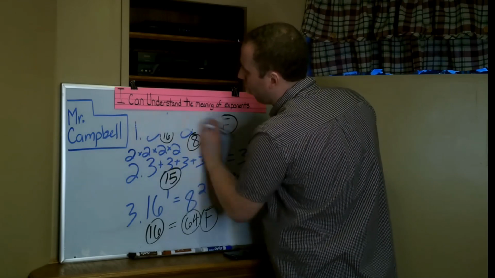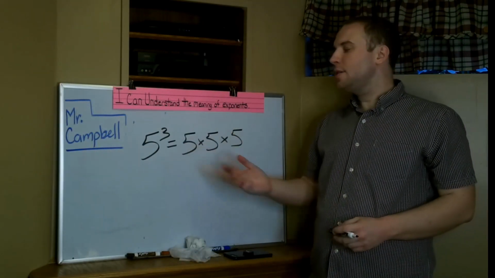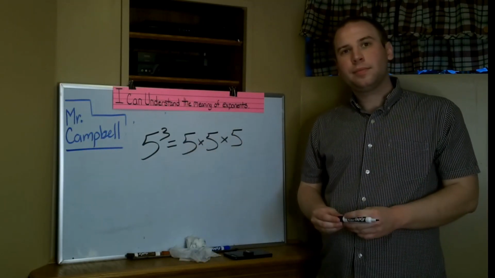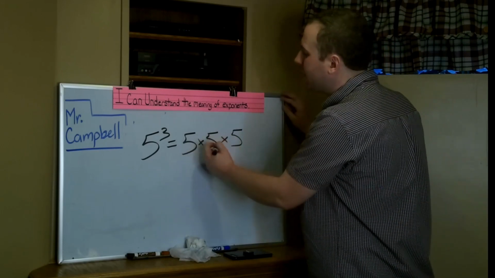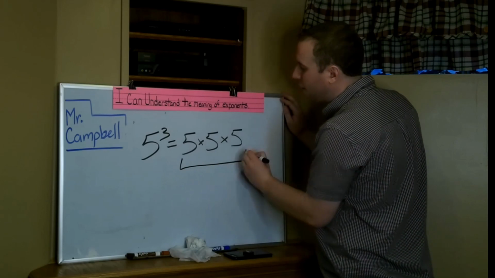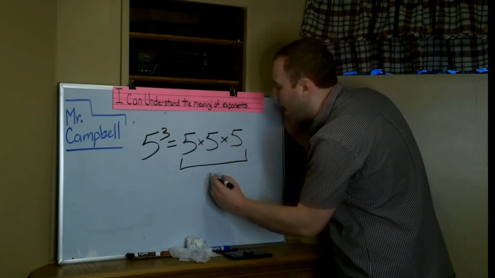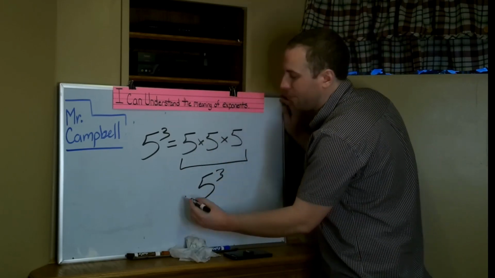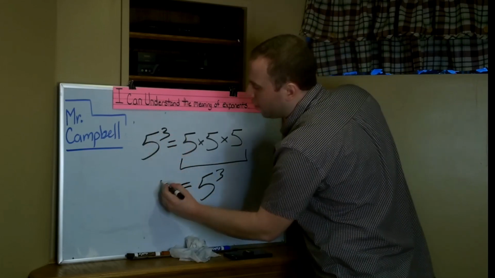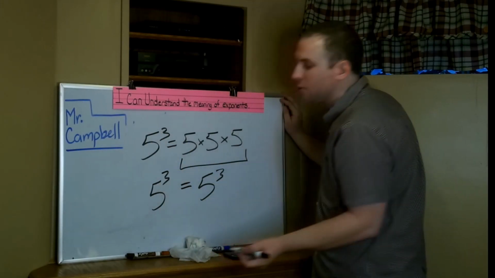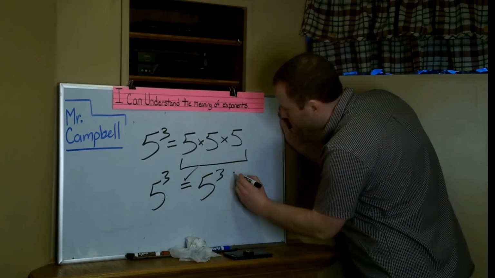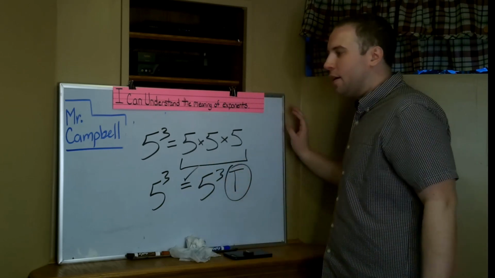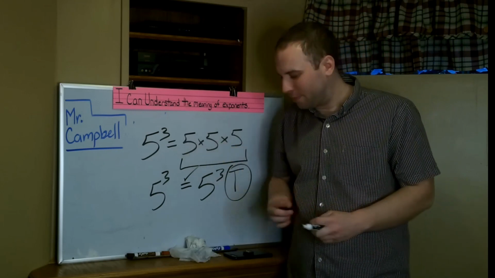But let's look at a true problem. Let's do one more. Are both sides going to be equal? The answer is true. And the reason being is because, looking here, I can convert 5 times 5 times 5 to 5 to the 3rd power. And 5 to the 3rd power can remain the same. So both sides are going to be equal, and that makes it true. And I'll give myself a little T there for true.